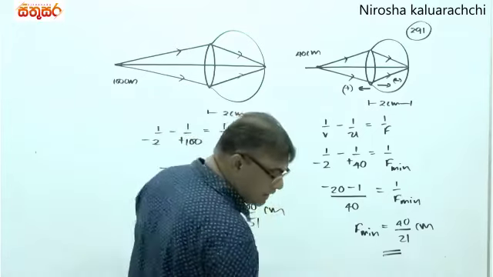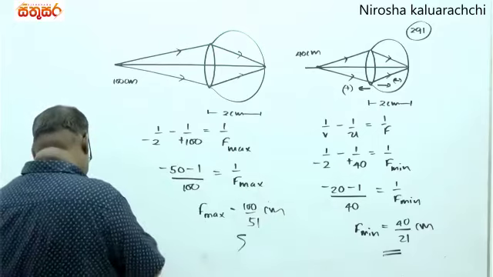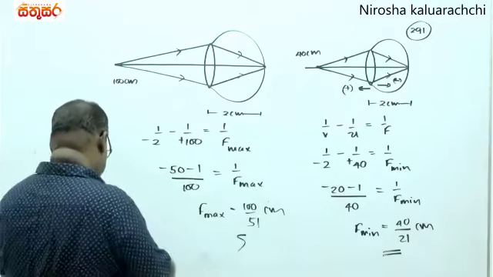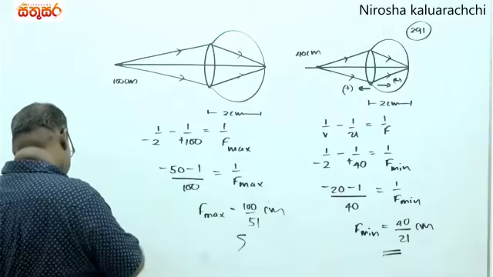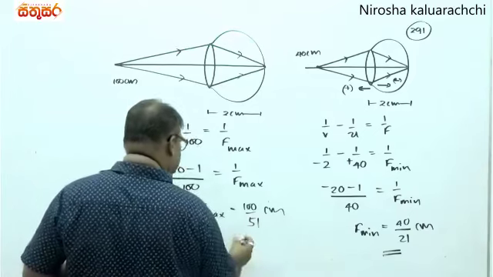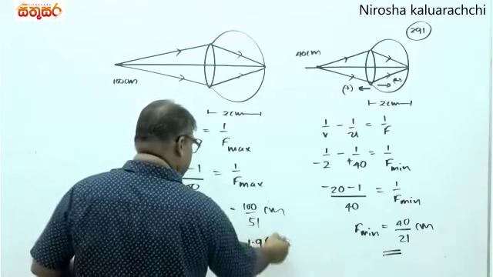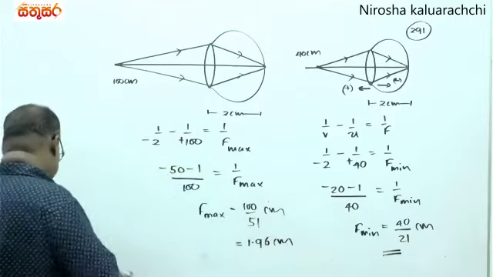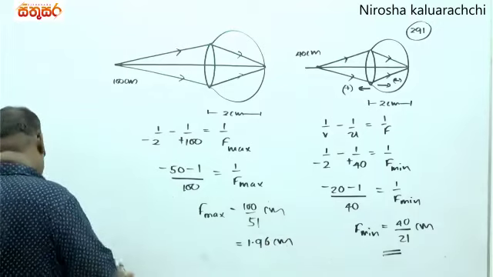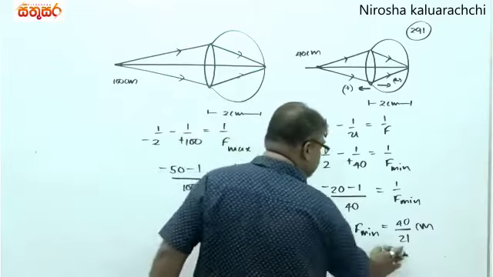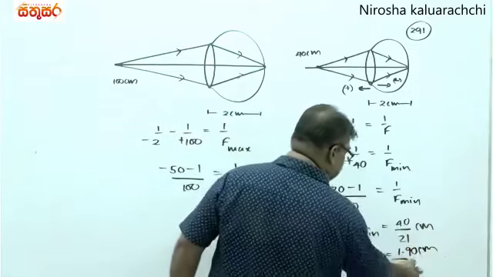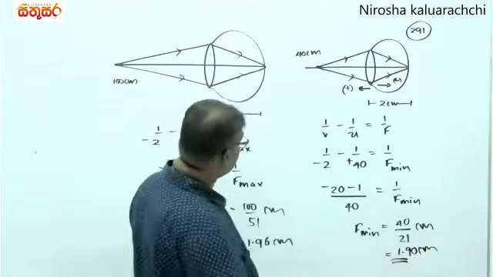Right. Can you keep the final answer with 2 decimal places? This is 1.96 centimeter. Previous one, 1.90. Slightly different, right? Question number 291 completed.